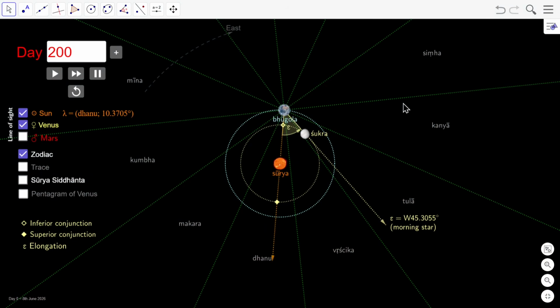So now I come back to my GeoGebra. So these are the ideas of morning and evening stars. Now this morning and evening star is not explicitly mentioned in Surya Siddhanta, but they go one step better. There is a chapter in Surya Siddhanta where they discuss the formulas for how do you determine the heliacal rising of Venus, rising and setting of Venus.